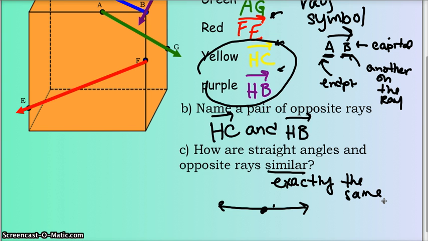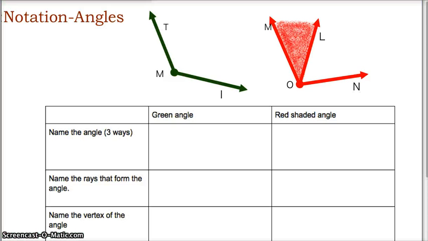Opposite rays are straight angles. All right, moving on. Notation. It's asking you to name the green angle in 3 different ways. I can call it angle M, angle TMI, or angle IMT.